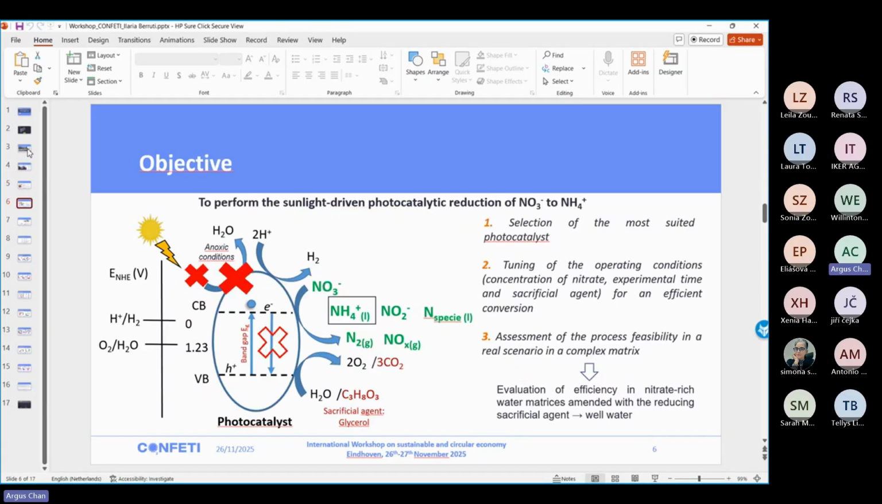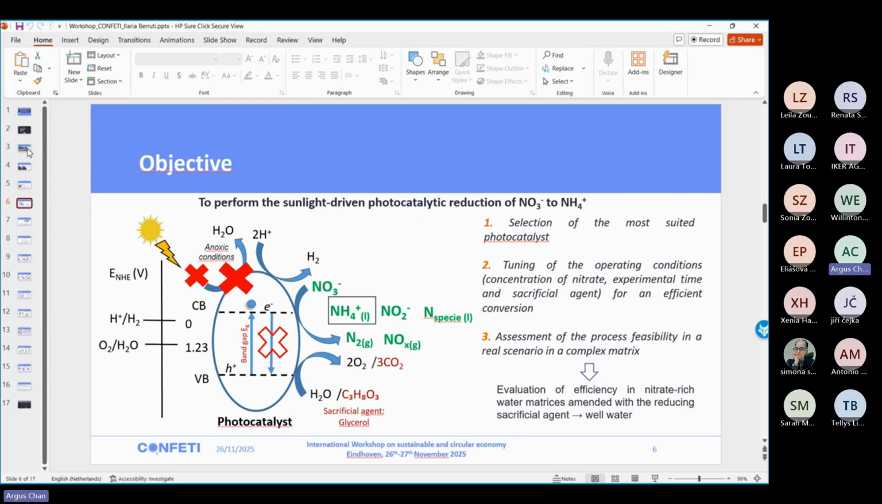Here there was a lot of animation to understand more or less the sunlight-driven process. We have a photocatalyst that is irradiated by a source of light, which in our case is natural solar radiation. There is the generation of the electron-hole pair. The electron and hole migrate to the surface and are able to reduce and oxidize water. In parallel, this electron, in the presence of nitrate species, can also reduce nitrate, through different steps, into ammonium.